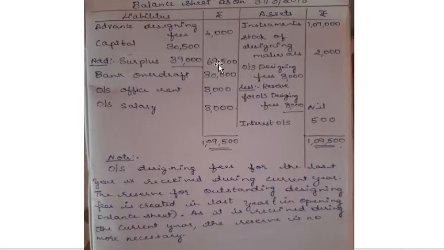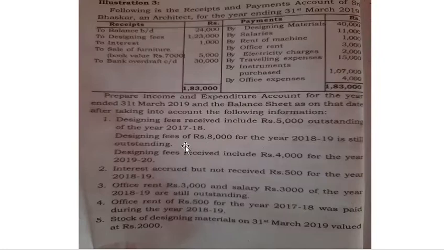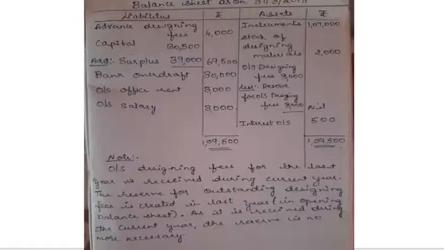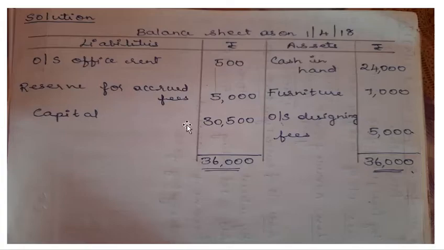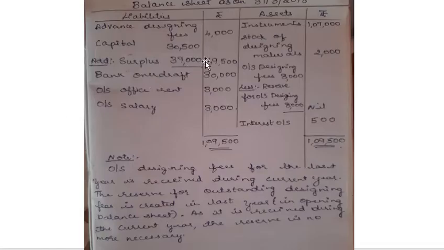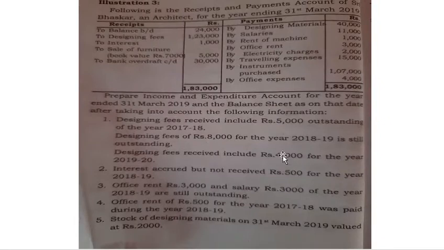Okay, then come to the adjustment. Is there any outstanding expense of the current year? Yes, there are outstanding expenses of the current year. Outstanding expenses are office rent and salary outstanding, these two things. So I have written here office rent outstanding and salary outstanding. Then capital, you check in the last balance sheet, 30,500. Then to that we have to add the surplus here, 39,000. So the outer column is 69,000.